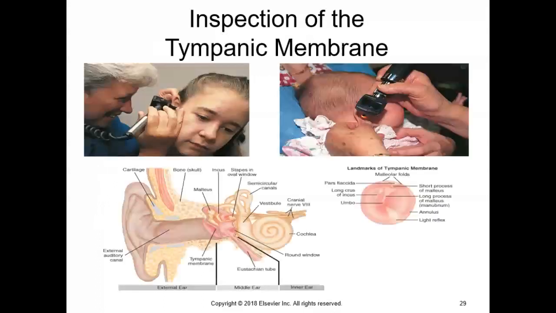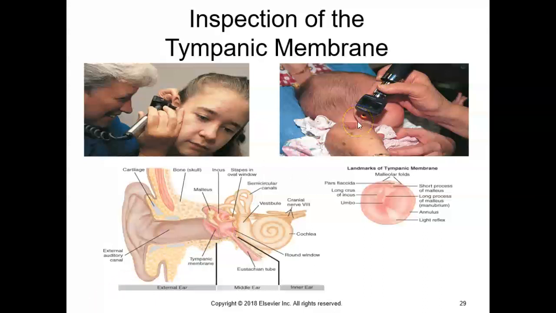In terms of ears, in a child younger than 3 years, the ear canal is straightened by pulling the pinna of the ear down and back. If a child is 3 years or older, the pinna is pulled up and back. So you want to know how to pull on the ear in order to visualize the ear canal well.